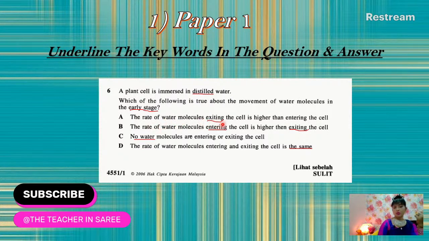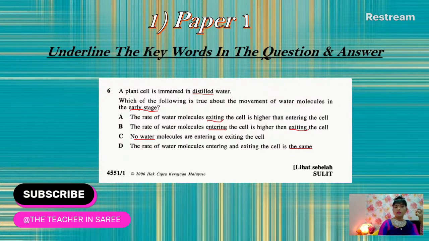The rate of water molecules exiting: no. Since we already agreed that this is distilled water, the water has to diffuse in, not exit. So this is definitely wrong. Then B, the rate of water molecules entering, that is one tick for that point, is higher than exiting the cell. Yes, that is what definitely happens in the initial stages of osmosis when you're dealing with hypotonic. So the rate of water molecules entering is higher, correct.